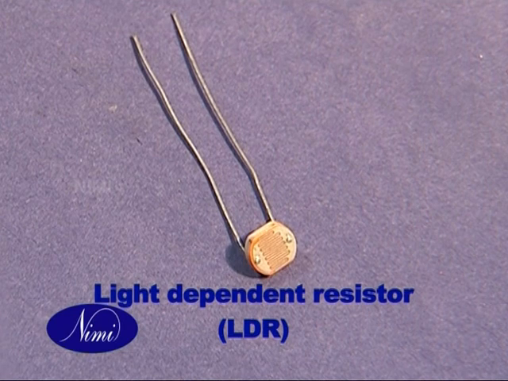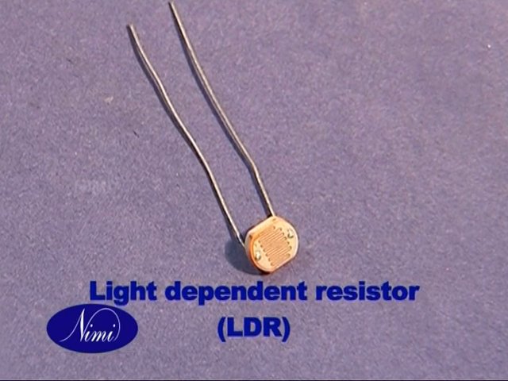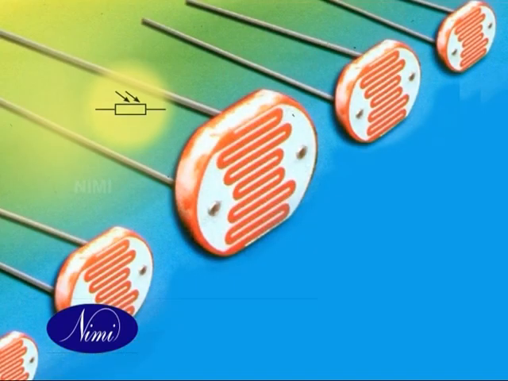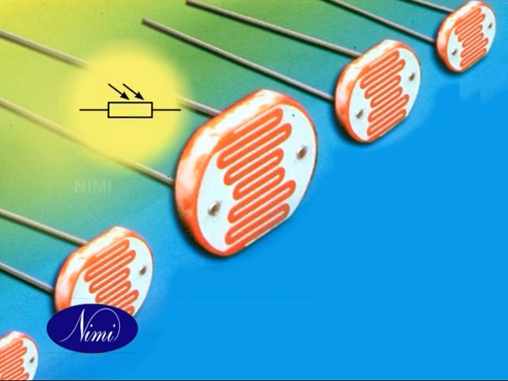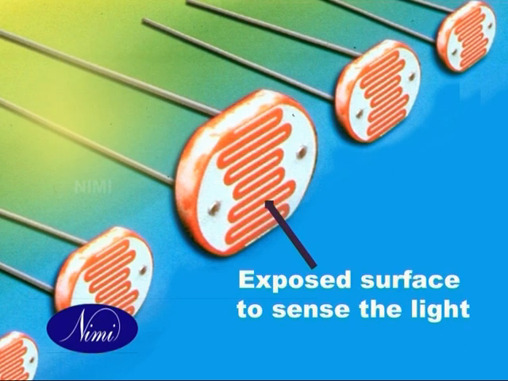LDR is also known as photoconductor. In LDRs, the resistance falls with an increase in the intensity of illumination. The LDRs shall have an exposed surface to sense the light. They are also used for measuring the intensity of light.